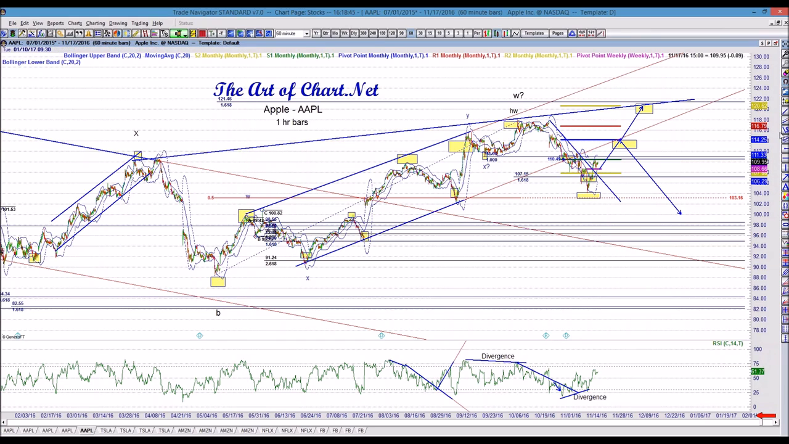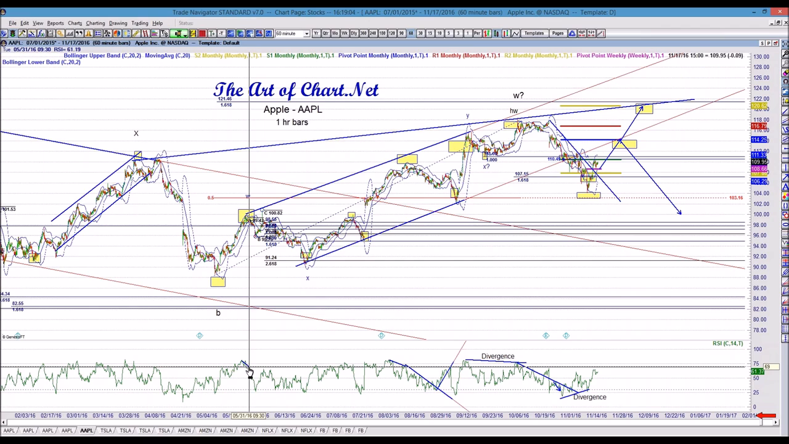We have a divergence here. Okay, so I know that we're done with W because there's the divergence, because there's your 3rd wave right there, the high in RSI. And then we have a divergence for the 5th wave. Now, not all structures have divergence, but 5-wave moves have divergence always.